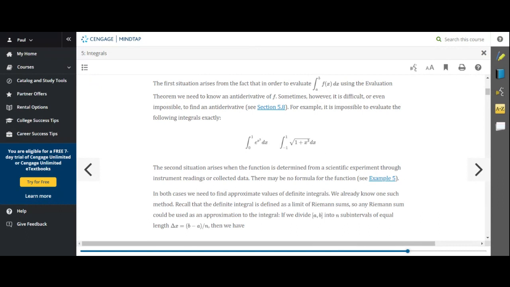The other situation comes when you have a function that's determined from a scientific experiment through instrument readings or collected data, and there may be no formula for the function. We'll look at one of those later.